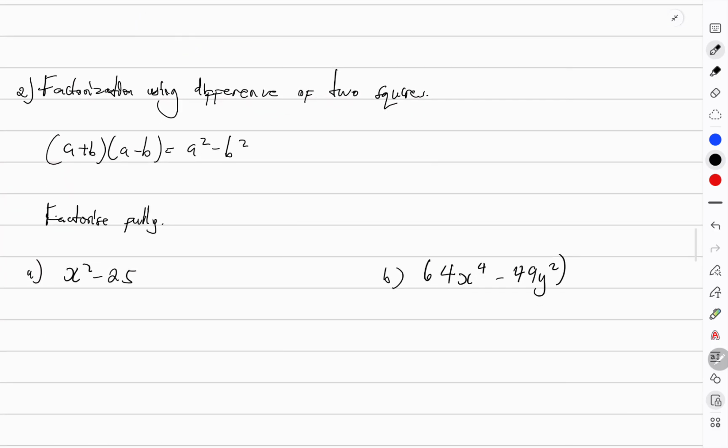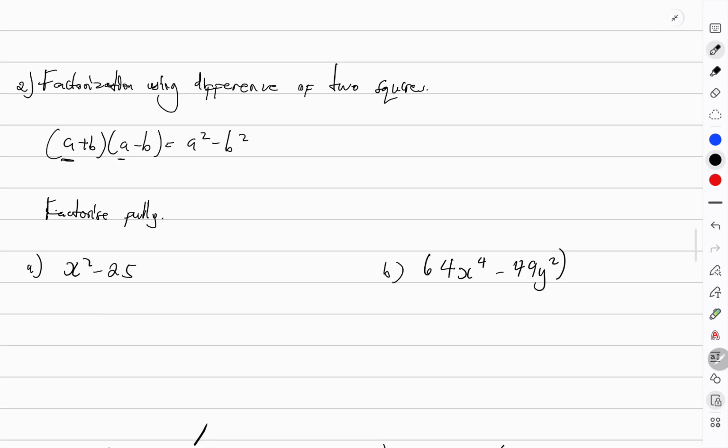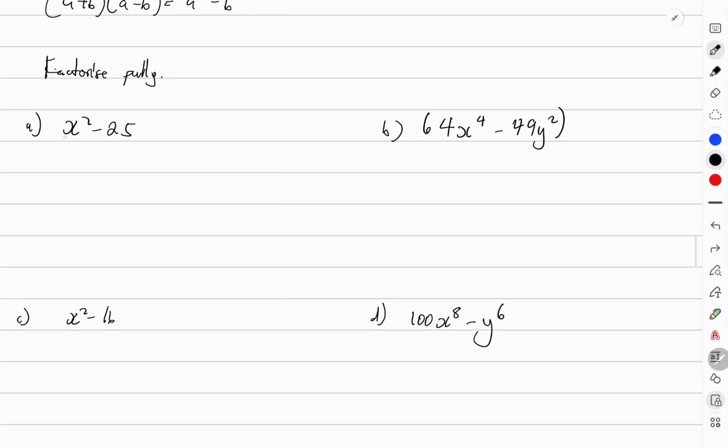So, factorization using the difference of two squares. If you still remember the difference of two squares, we said if the first one and the first one are the same, the last one and the last one are the same, and the signs are opposite, therefore your answer becomes first one squared minus last one squared. So since I can see that here I'm having x squared, which is a squared, 25, which is a squared, and I'm having a minus here, right? Therefore, my answer will become two brackets, x minus 5, x plus 5. That is what it's going to become.